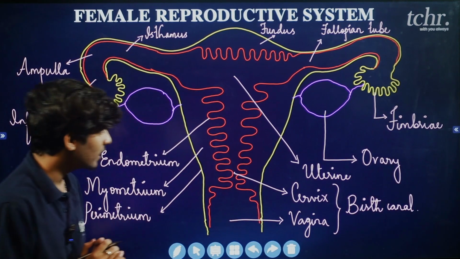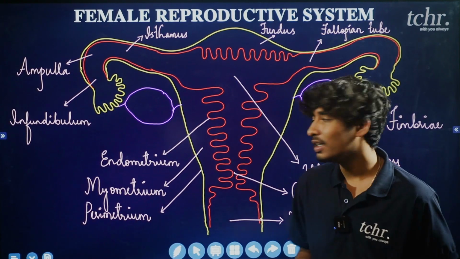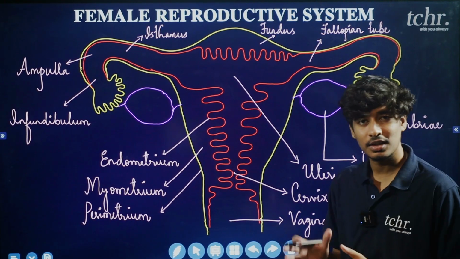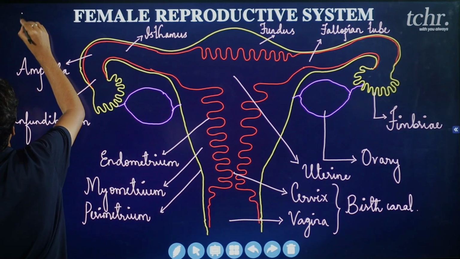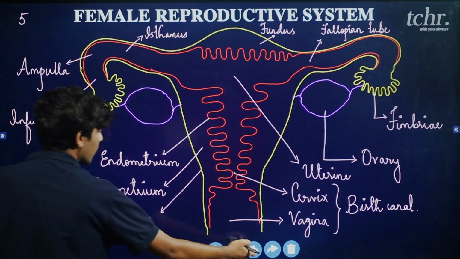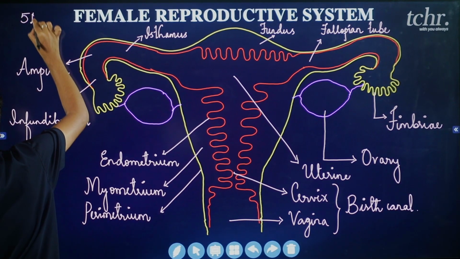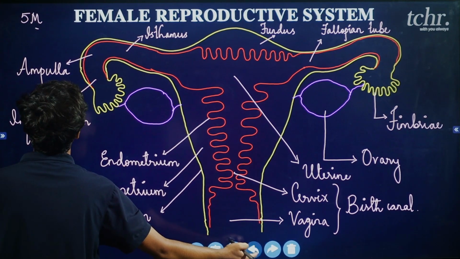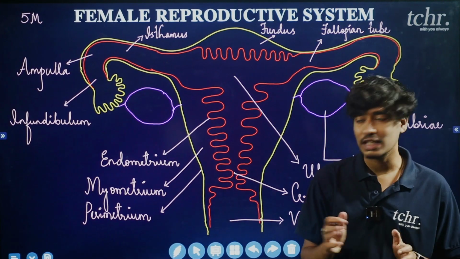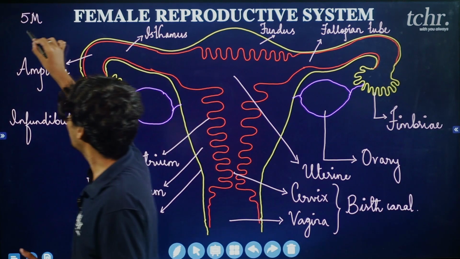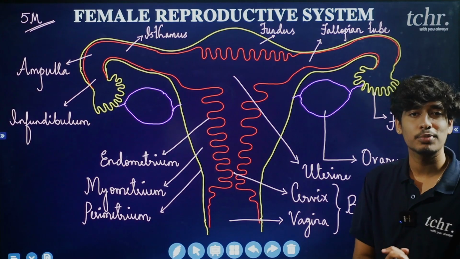So you see how, within 5 to 10 minutes, we are able to cover the diagram in a very easy way with all the labelings, which is a most important 5-mark question for your examination, from both the CBSE and PU board point of view. You have this diagram, which is a most important 5-mark question.